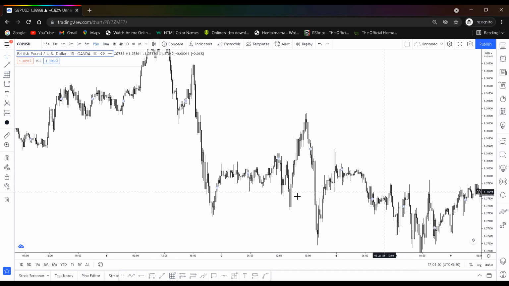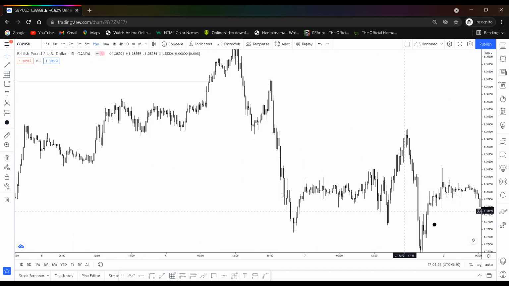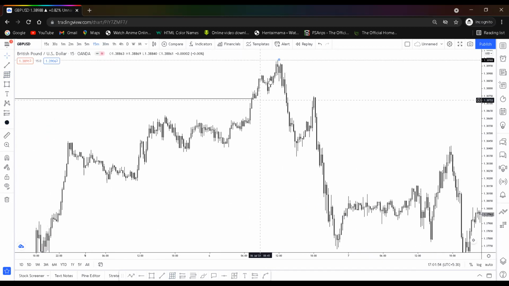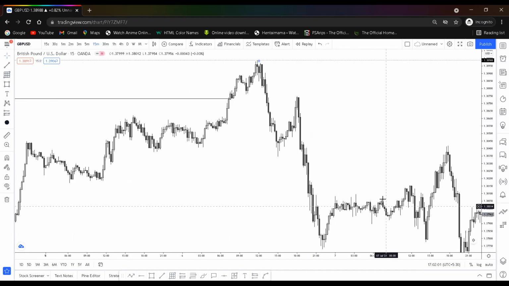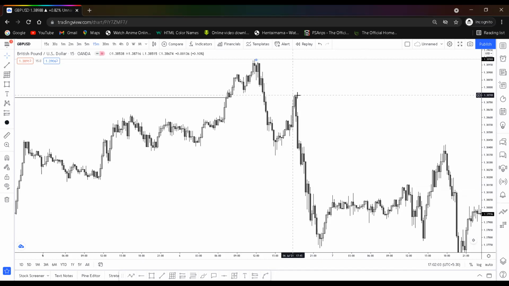Say you want to trade London and you want to go up. Now we see price went up, came back down, and then went back up and then came back down. Our new range is from this high to this low, because it came back down.